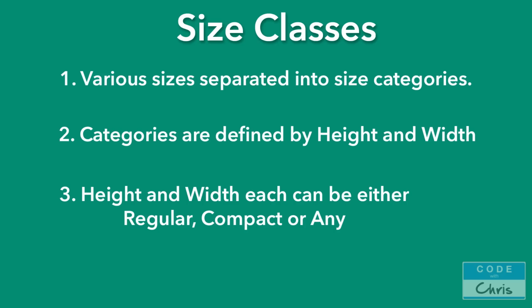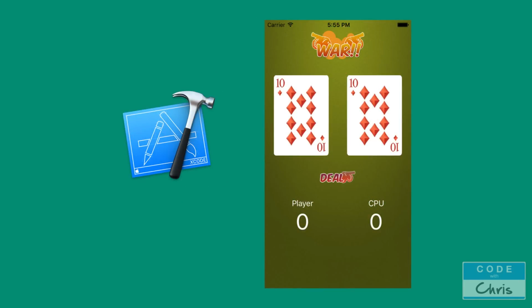Now these size classes are defined in terms of height and width. The height can be compact, or it can be regular, or it can be any, as in you don't care about what the height is. And for width, same thing. You can have compact width, you can have regular width, or you can have any width. So that gives you a handful of screen sizes or size classes that you can adapt your layout for. So that's a high-level overview of auto layout and size classes.